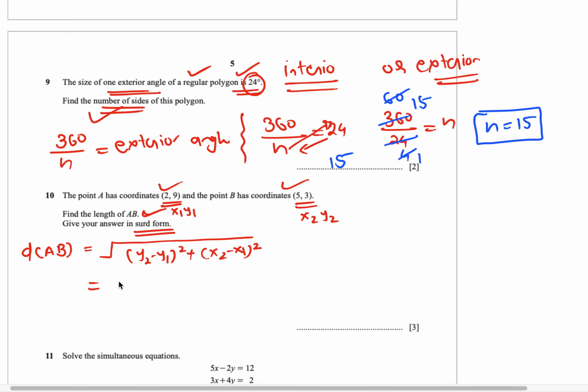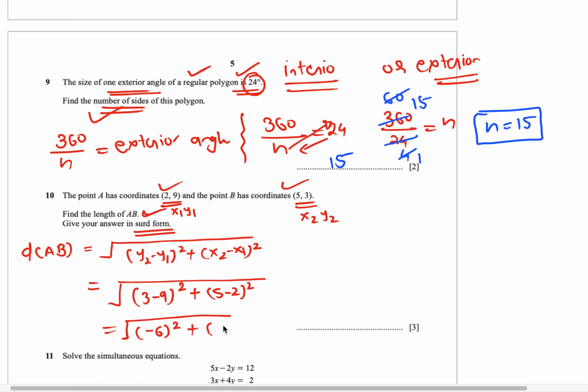So y2 minus y1 the whole square will come like this. It will become 3 minus 9, the whole square, plus x2 minus x1, 5 minus 2, the whole square. So now 3 minus 9 is nothing but minus 6 squared, plus here it will become 5 minus 2, that is 3 squared. So now let me just simplify. It will become how much?